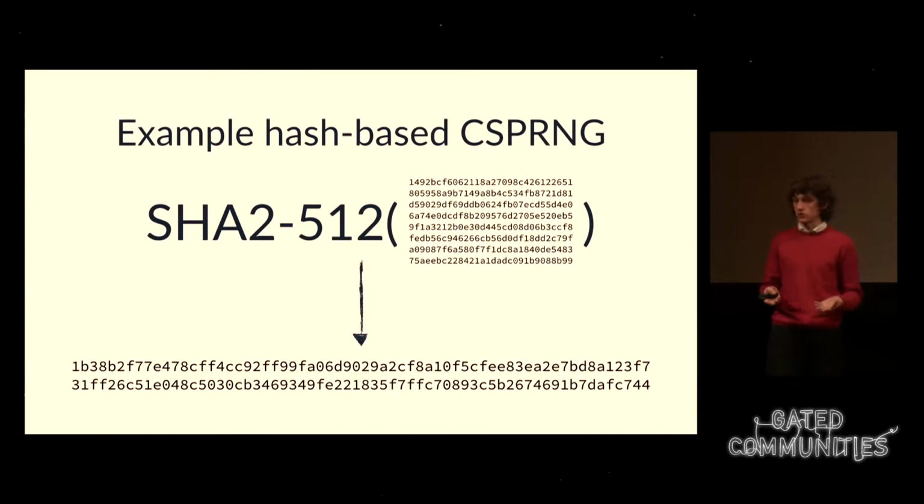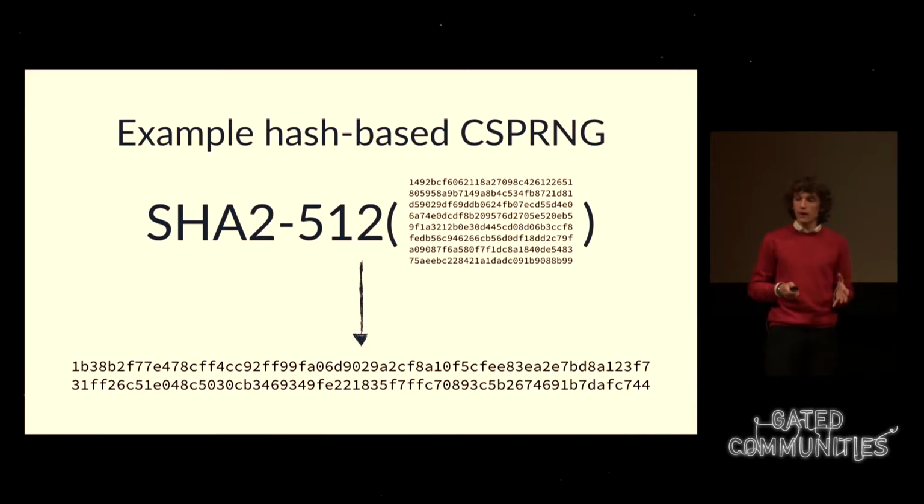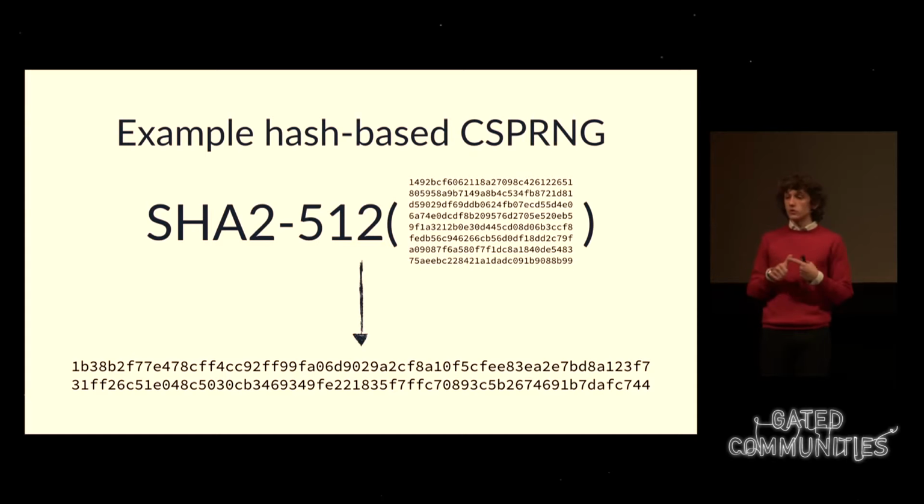So to understand how a CSPRNG works, I decided to simply present you with a very simple one based on hash functions. I assume that everyone in the hall knows essentially what hash functions are, but the properties we care about today of hash functions are the fact that the output is uniform. If you take the output of a hash function, all the bits should be indistinguishable from random if you don't know the input.